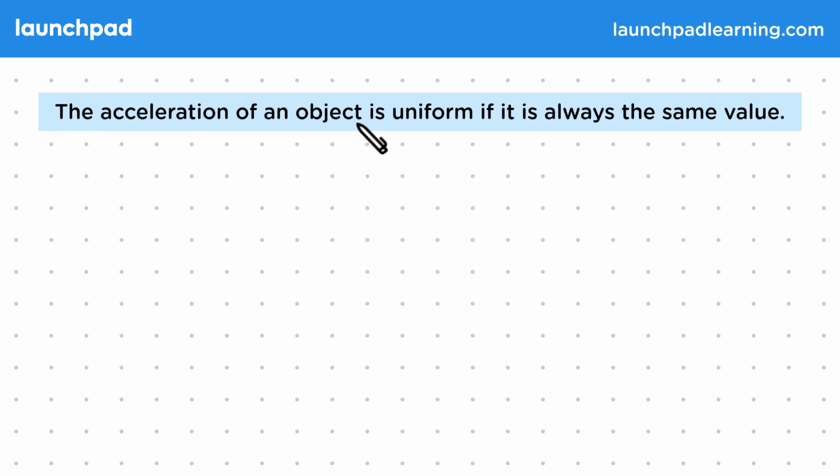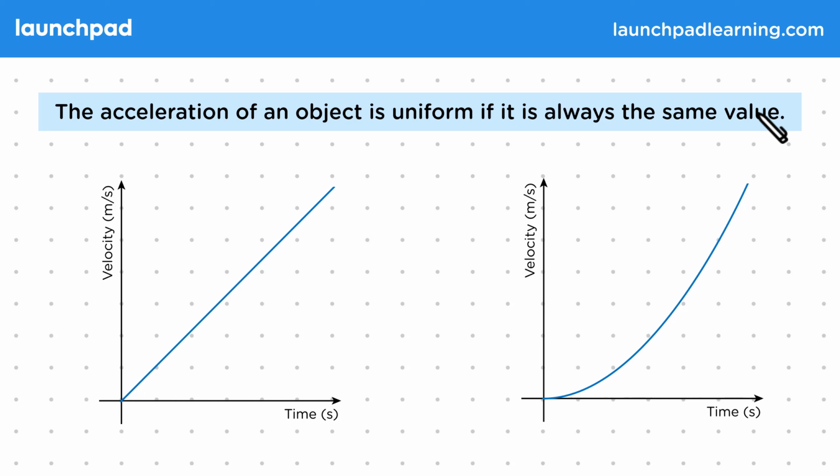The acceleration of an object is uniform if it is always the same value. So acceleration is a measure of how velocity changes with time, and we can calculate acceleration using the gradients of velocity time graphs like these. They show how an object's velocity changes with time. For these two graphs, we have one straight line graph and one curved graph.